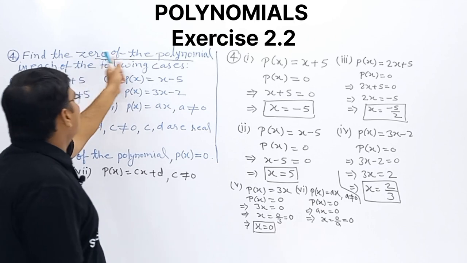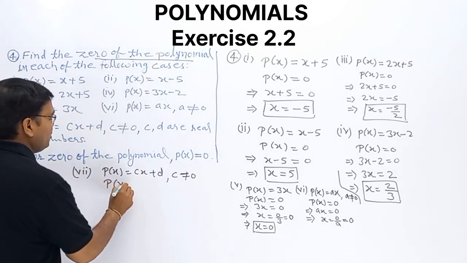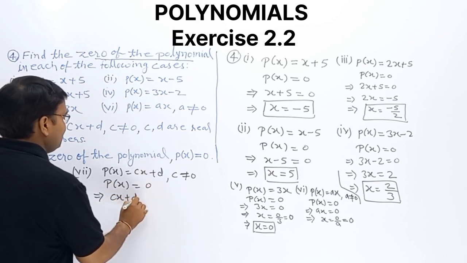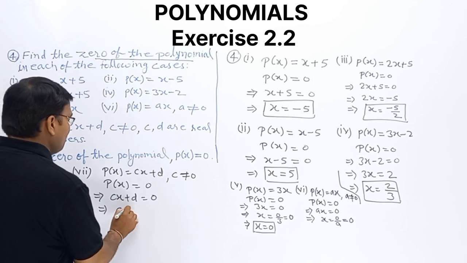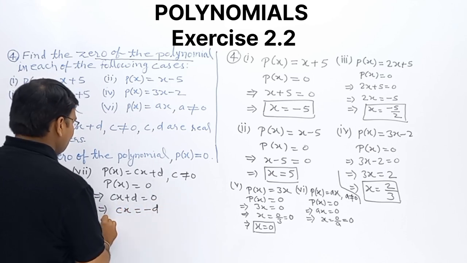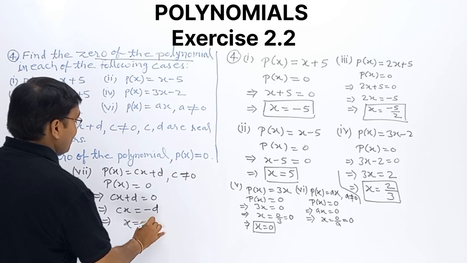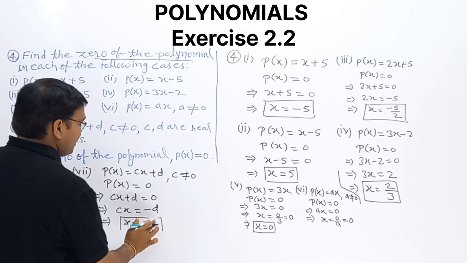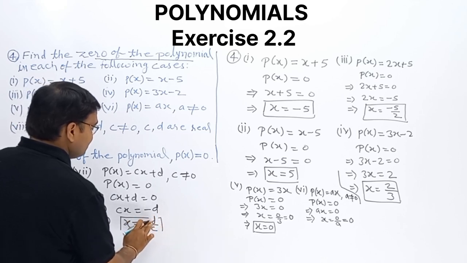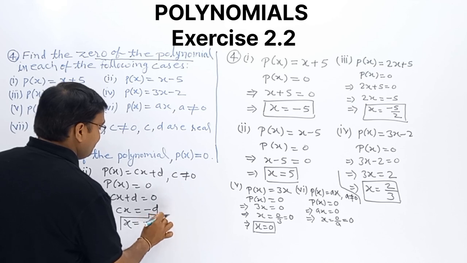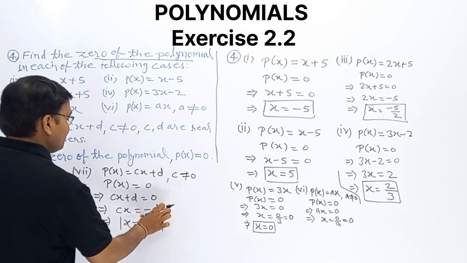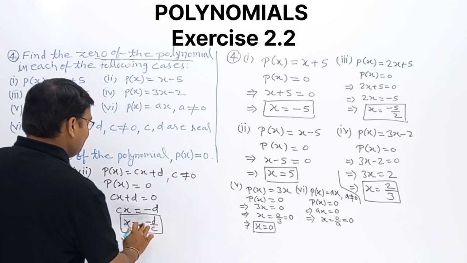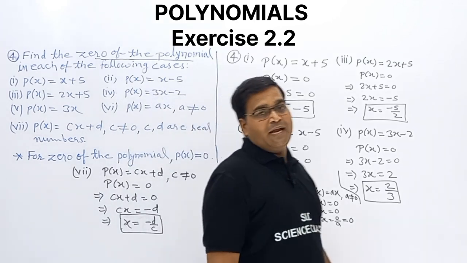What we want? We want the 0 of the polynomial. So we should put this polynomial equal to 0. What about the p of x? This one. cx plus d equal to 0. Solve this one. cx equal to minus d. What about the x? x equal to minus d upon c. This is the 0. Again I am writing minus d upon c. This is the 0 and this is the answer.